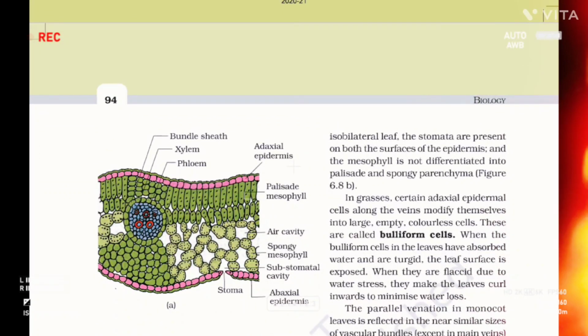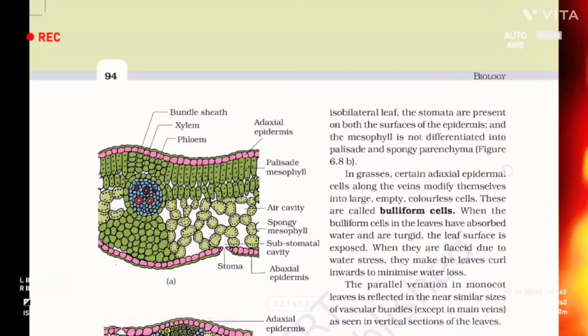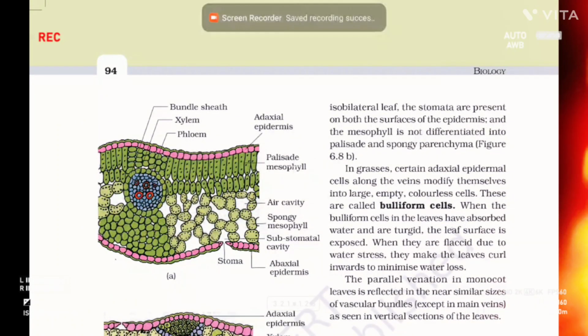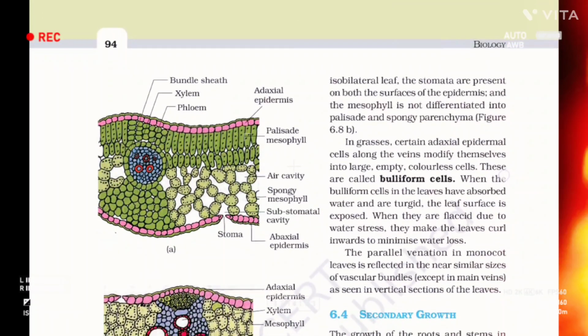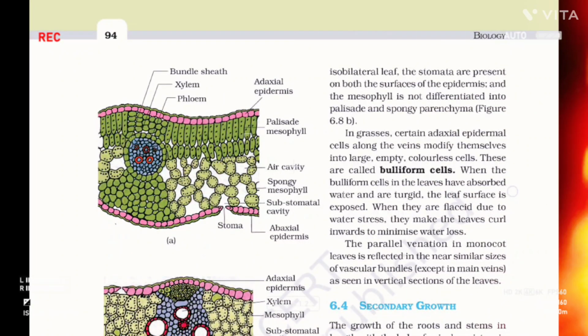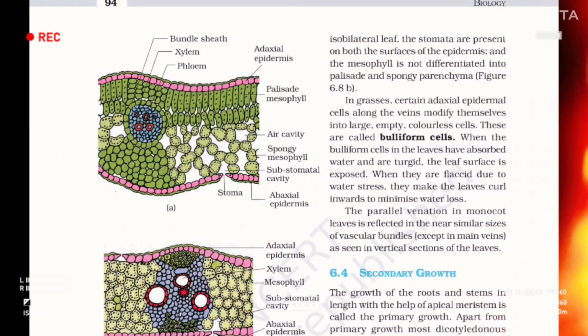In grasses, certain adaxial epidermis cells along the veins modify themselves into large, empty, colorless cells. These are called bulliform cells. When the bulliform cells in the leaves have absorbed water and are turgid, the leaf surface is exposed. When they are flaccid due to water stress, they make the leaf curl inward to minimize water loss. The parallel venation in the monocot leaf is reflected in the near similar size of vascular bundles except in the main vein, as seen in the vertical section of the leaf.